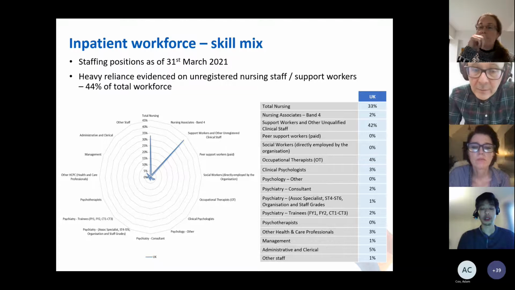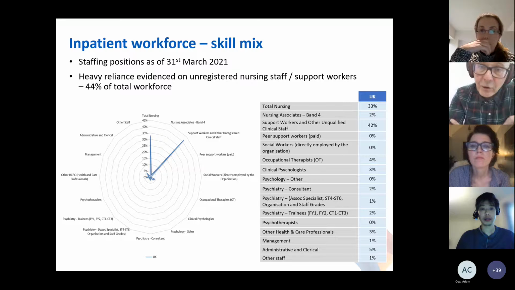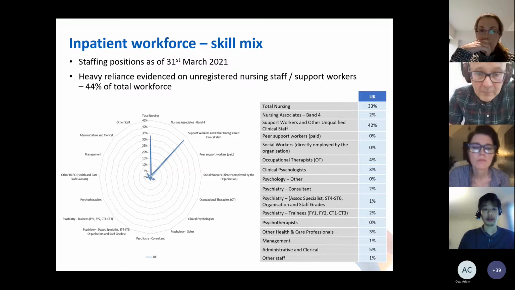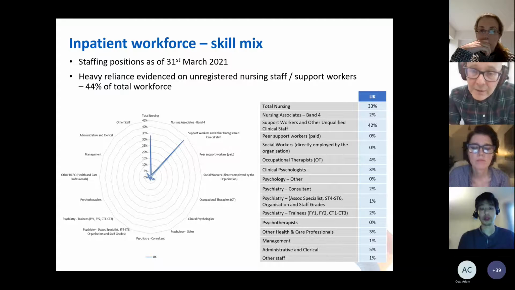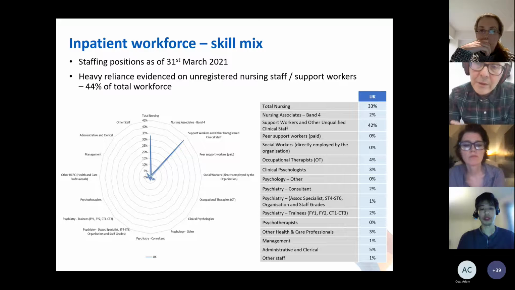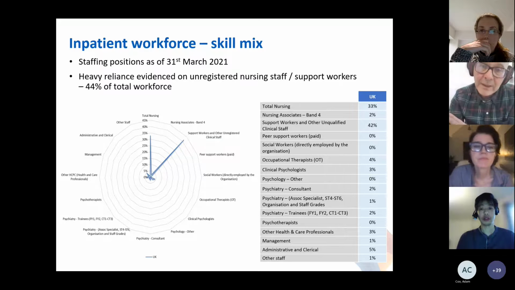But the clinical psychology input was really quite low as well, at 3%, given that this is the core intervention. Consultant psychiatrists were 2%, so circa 1 consultant psychiatrist per unit. And then the training grades were really quite thin on the ground as well. So the question I always pose to people when we talk about this is, would you design it this way?